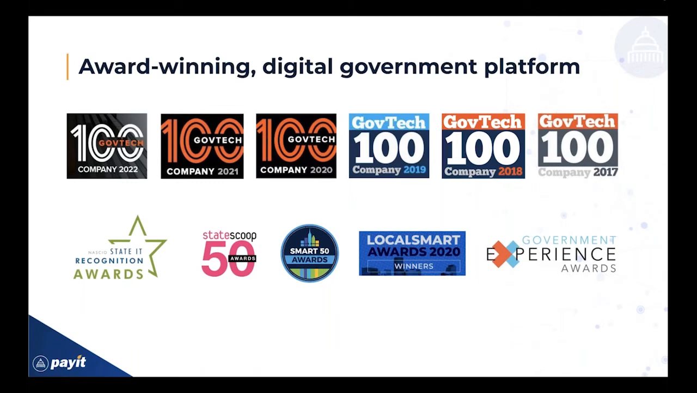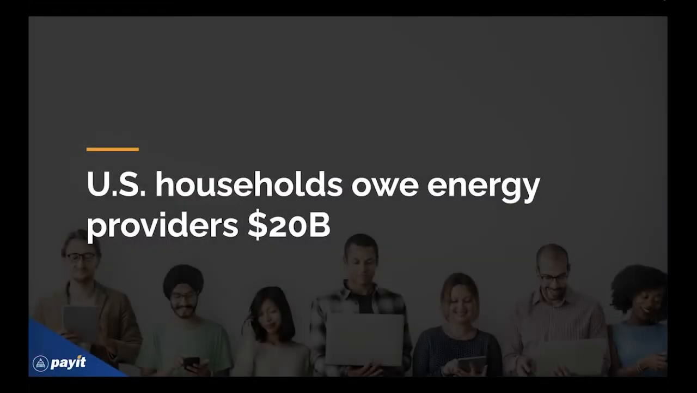Let's jump into why we're here. According to the National Energy Assistance Directors Association, as of the end of 2021, U.S. households owed energy providers $20 billion. And that was down from a peak of around $30 billion during the height of the pandemic. This probably doesn't come as a surprise. It's fair to say that there are a number of contributing factors to how we got here, but what matters here today is that we need to help resolve this.